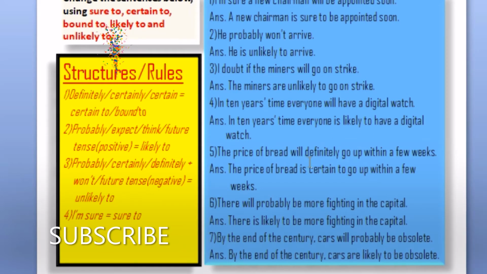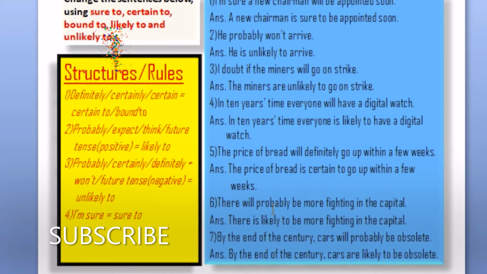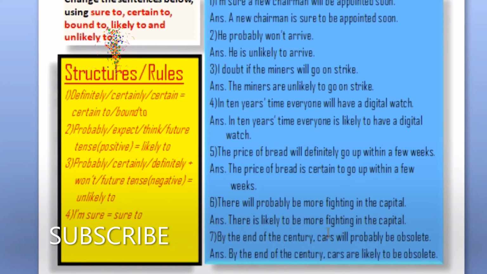Number five, the price of bread will definitely go up within a few weeks. Definitely is equal to certain to or bound to. That is why the price of bread is certain to go up within a few weeks. Number six, there will probably be more fighting in the capital. There will probably, that is why likely to. There is likely to be more fighting in the capital, my dear.